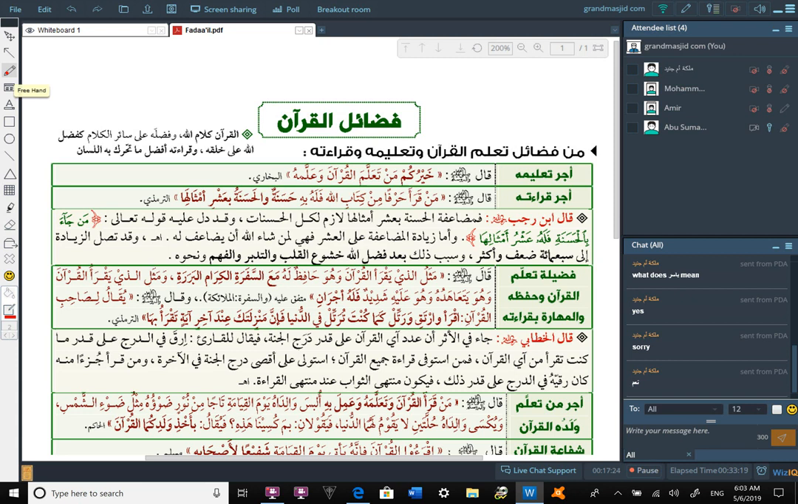طيب. Ajru qira'atihi. And these are mudaf ilayh. So we say ajru ta'limihi, ajru qira'atihi. The ajr of its recitation. قال صلى الله عليه وسلم من قرأ حرفا من كتاب الله فله به حسنة والحسنة بعشر أمثالها.